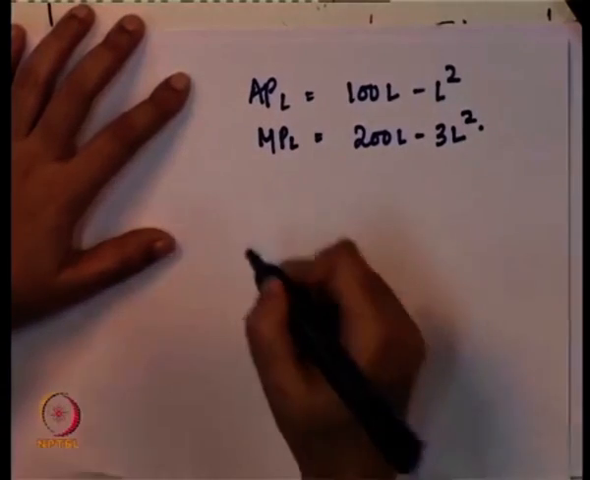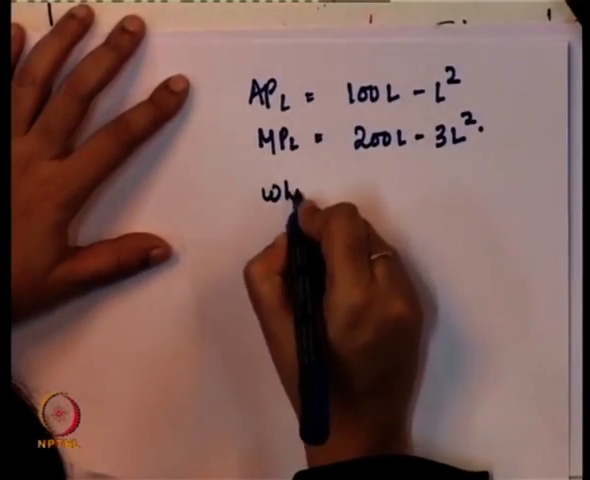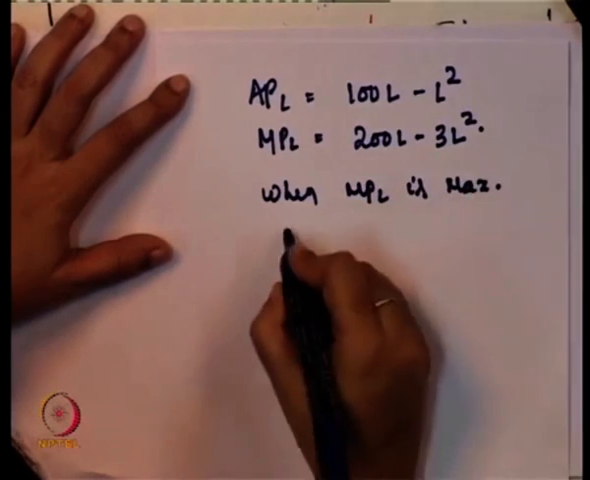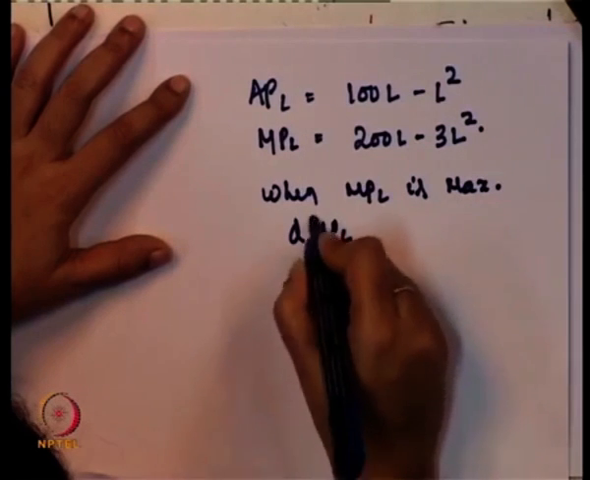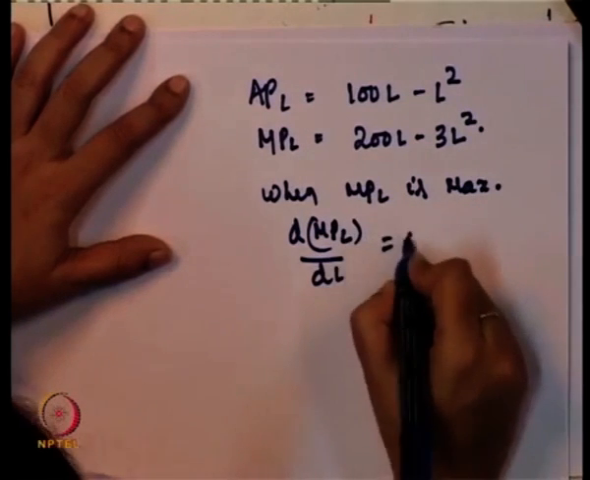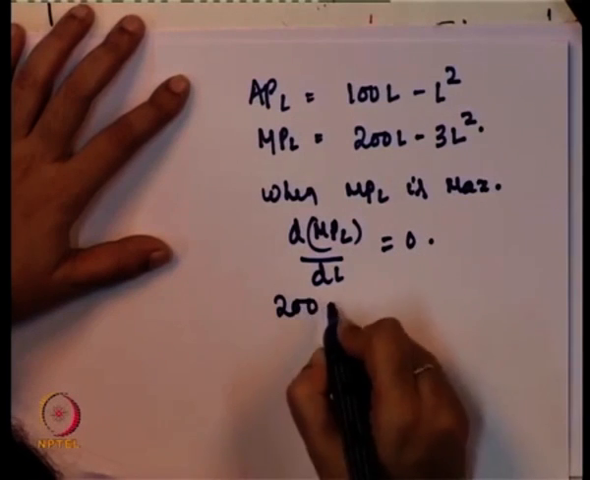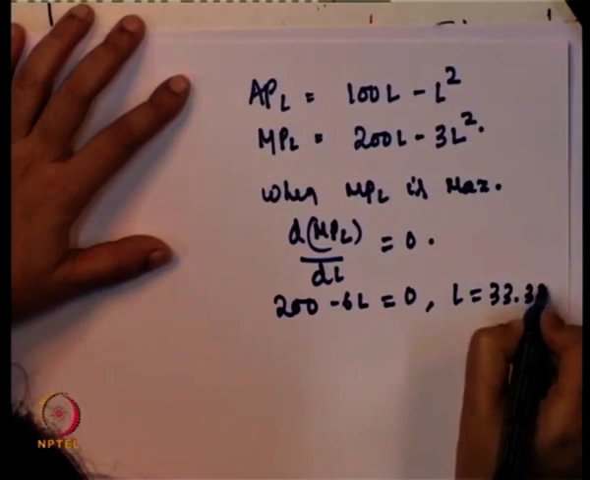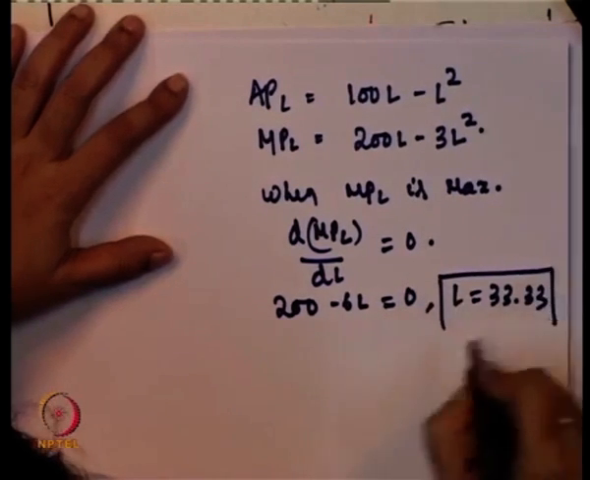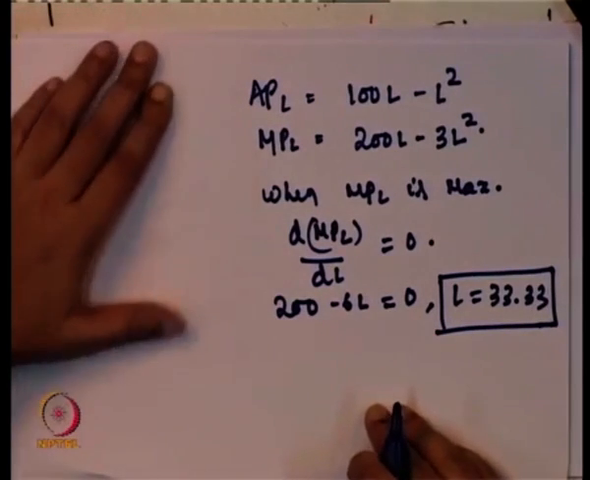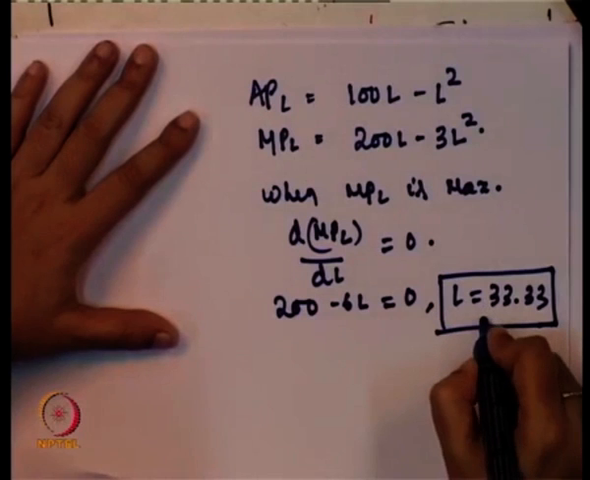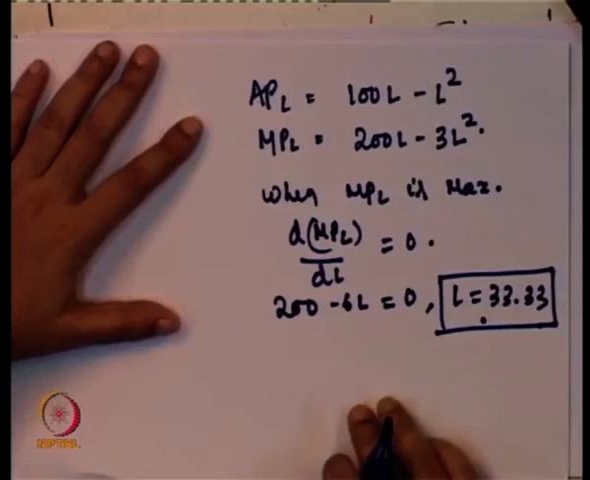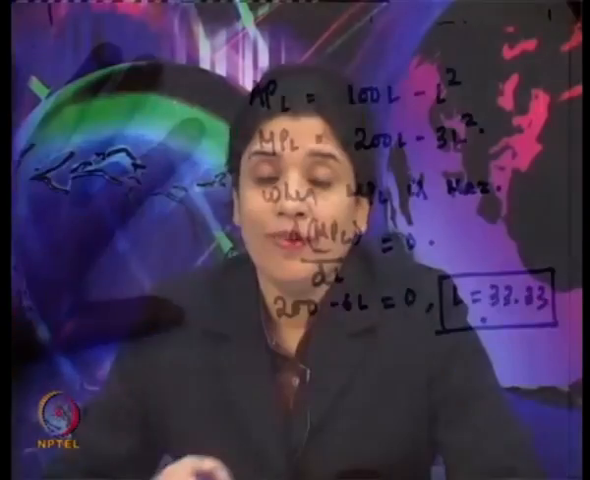Now, second one is we need to find out when MPL is maximum. MPL is maximum where the first order partial derivative with respect to L is equal to 0. So, that comes to 200 minus 6L, which is equal to 0, L is equal to 33.33. Now, what is the significance of this level of labor? The significance of this level of labor is that at this level, since marginal product of labor is maximum, beyond this generally the law of diminishing return sets in.